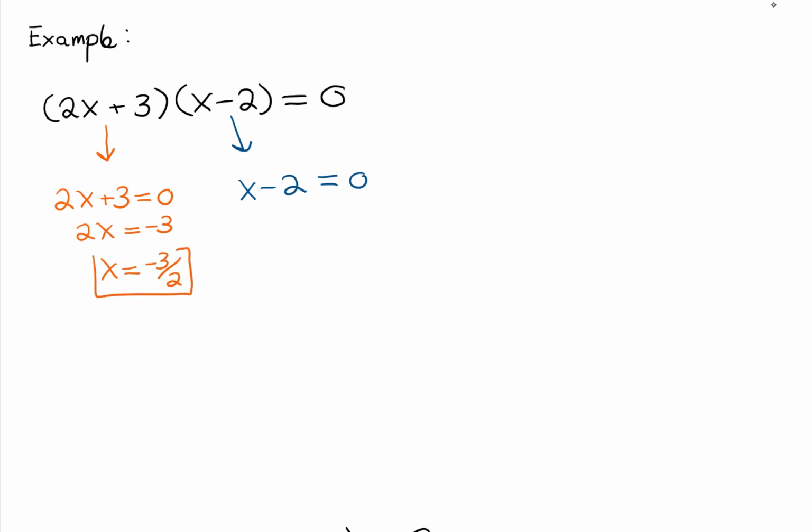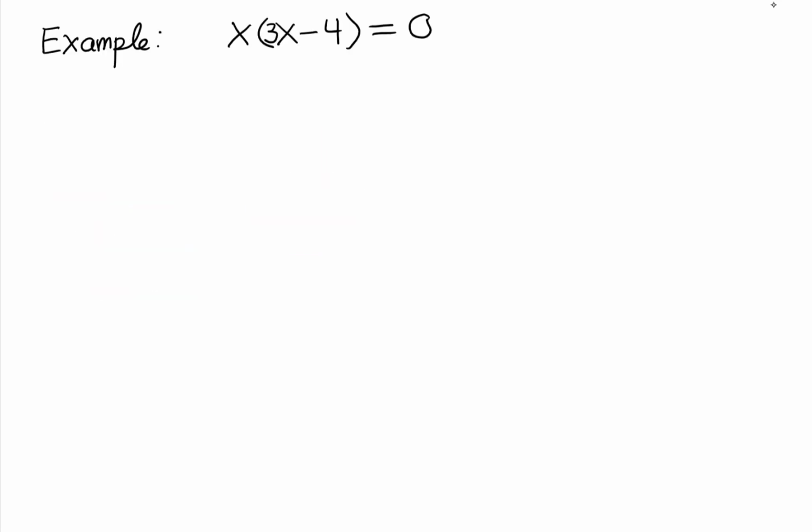That's my first answer. Second, we have x minus 2 is equal to 0. In this case, it's a very simple linear equation where to get x by itself, we have to just add 2 to both sides. So we get that x is equal to positive 2. We have two answers to our quadratic equation. And once again, we were able to do that because this is equal to 0. Let's look at our next example.